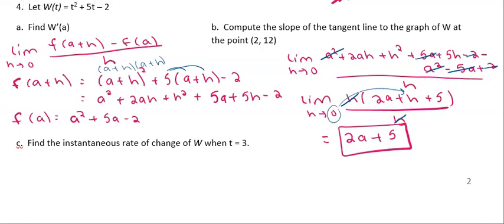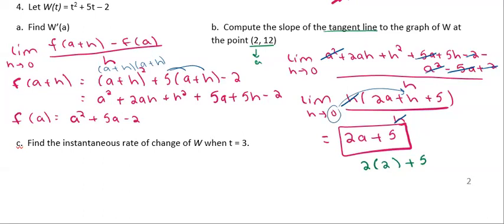In part B, it is asking us to compute the slope of the tangent line to the graph at the point 2, 12. So if we're asked to find the slope of the tangent line, that means that we need the derivative, and we need the derivative at 2. So x right here is 2, so that means that we're going to replace our a with 2. So that will look like 2 times 2 plus 5. We're finding the derivative at 2.